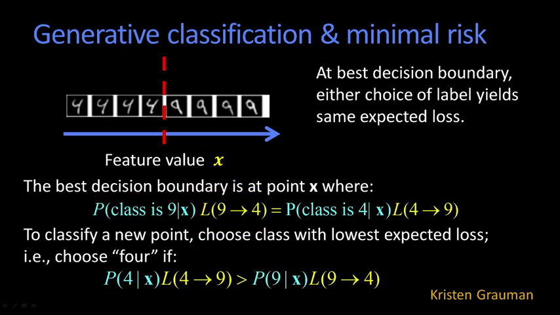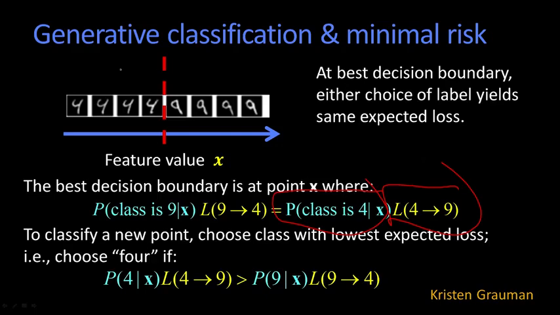Likewise, suppose I'm going to label something a 9. What's the risk of labeling something a 9? Well, the risk of labeling something a 9 is the probability that it was actually a 4 times the cost of labeling something a 4 as a 9, all right? And where should my decision boundary be? Well, my decision boundary should be where the risk of either decision would be the same. Okay, and that was the idea of the generative model.